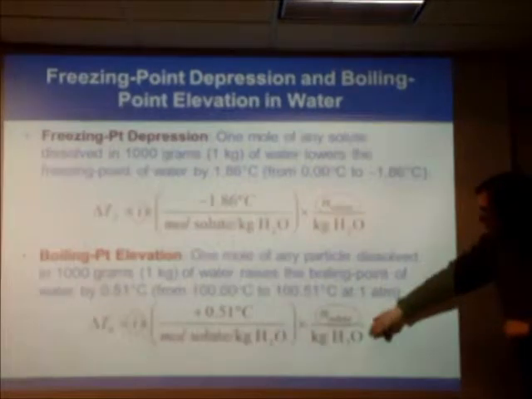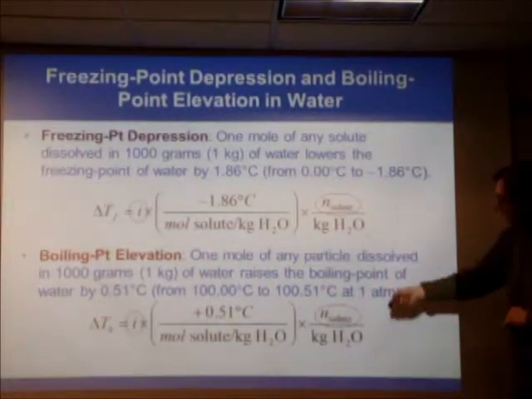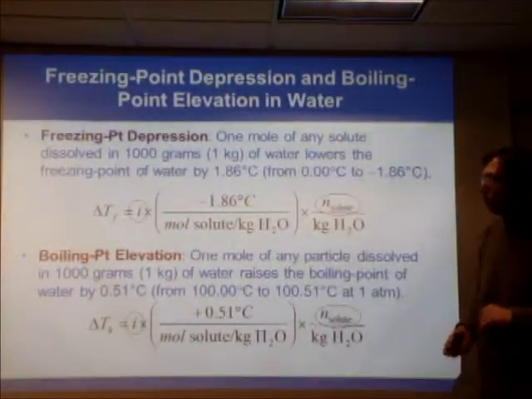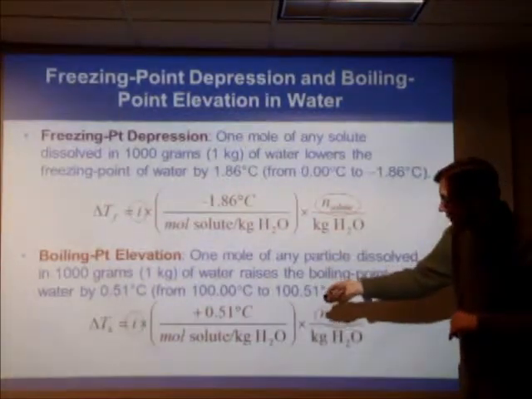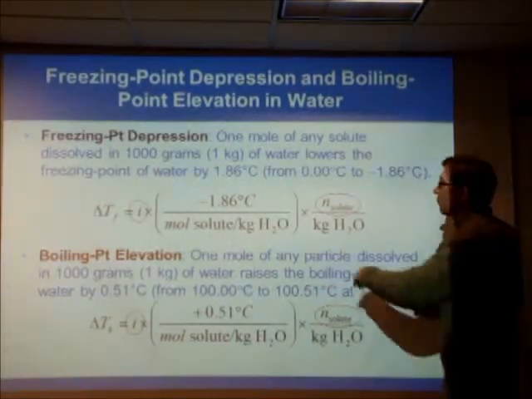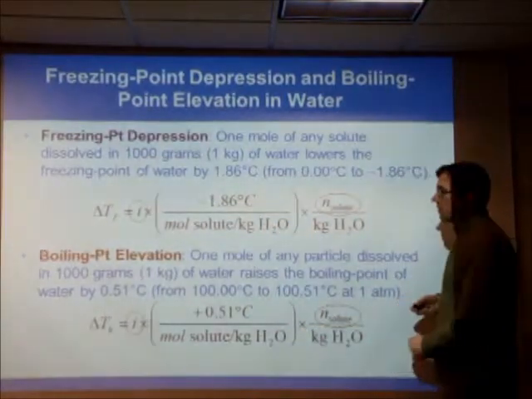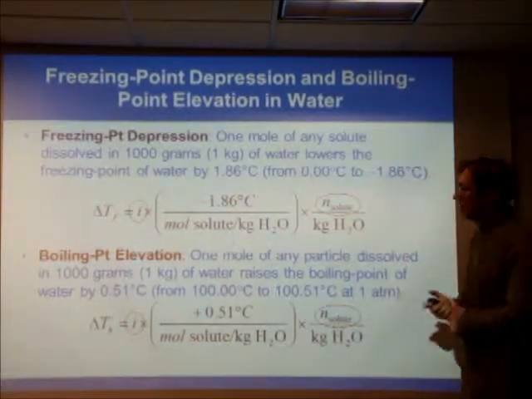Looking at the boiling point elevation equation, it looks the same. Everything about it is the same, except the constant is different. And when you see this, you notice how this is a larger negative value than that is a positive value. So freezing point depresses more for a given amount of solute than you get for boiling point elevation.